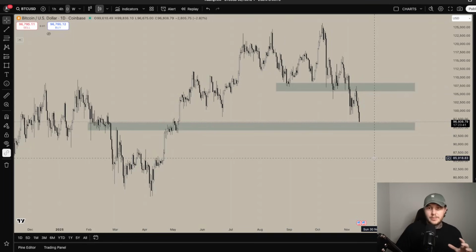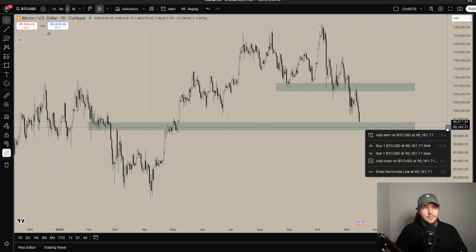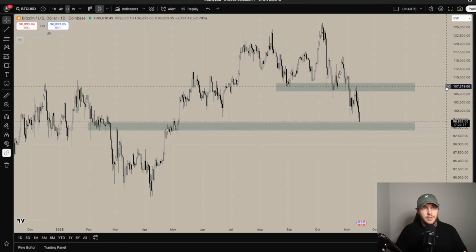What I do next, I just set an alert at each level and that's it. And I'll just walk away. You can see here that this level didn't get respected. Price crashed through. So now we're looking at the next one.